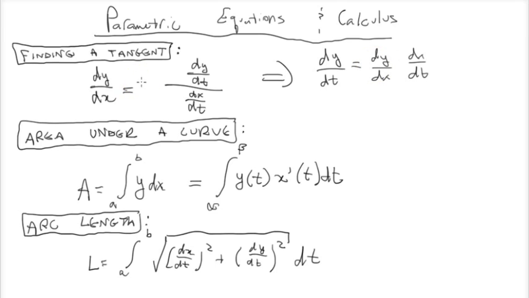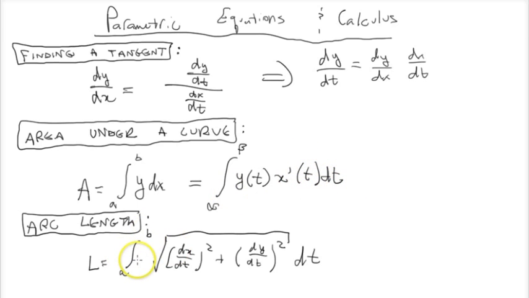And now for the area under a curve, I'm going to have to go over to another screen and explain this, but the area under a parametric curve is going to be, between alpha and beta, the integral of the y function in terms of t times the derivative of the x function in terms of t, times dt. I'm going to explain that later.